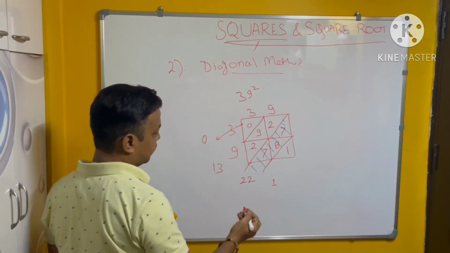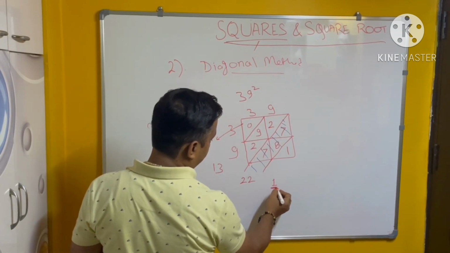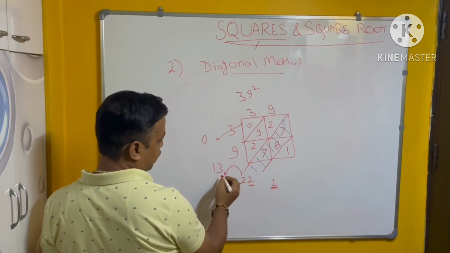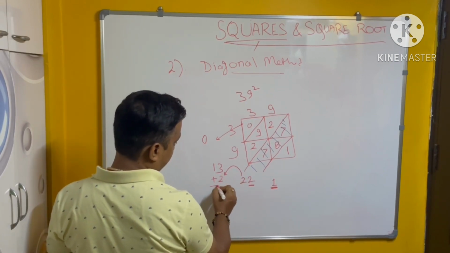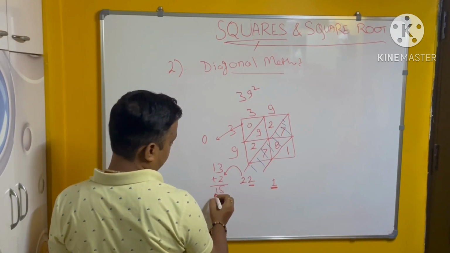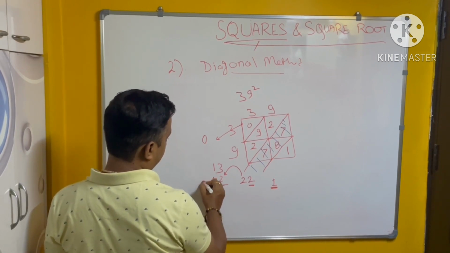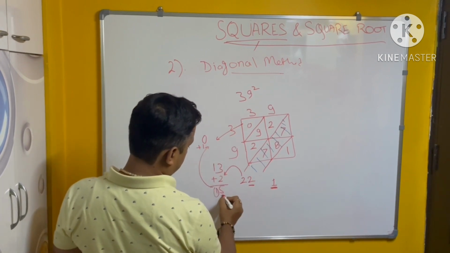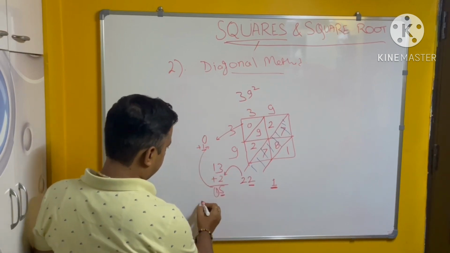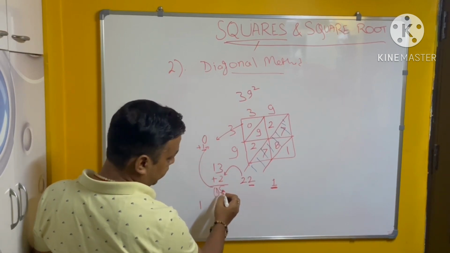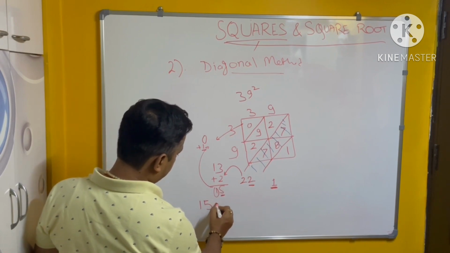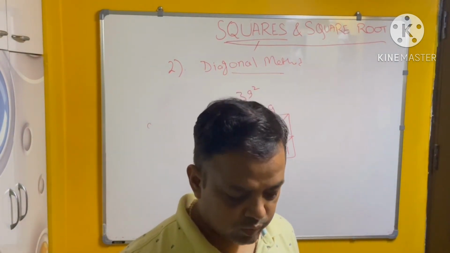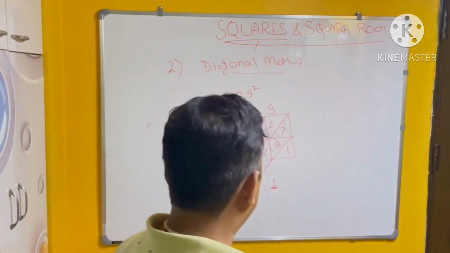Now what will we consider? The last digit. Here 1, here 2, so 2 will carry forward to the next number, plus 2, 15. Here 1, so 1 will go to this number. So we have got 1, 5, 2, 1. This is the square.